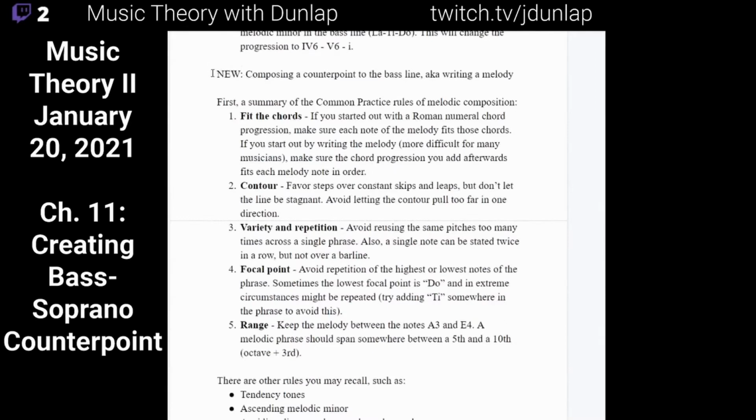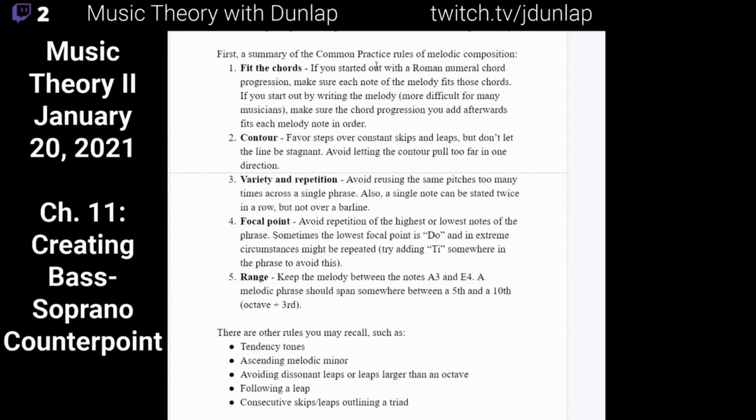Now we're at the new material, which is composing a counterpoint to the bass line, which is fancy talk for writing a melody. This is the chapter on bass soprano counterpoint, which is our basis for writing an SATB composition. So first off, a very quick summary of the most important common practice rules of melodic composition.